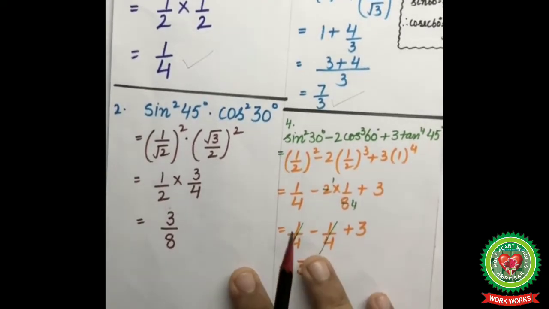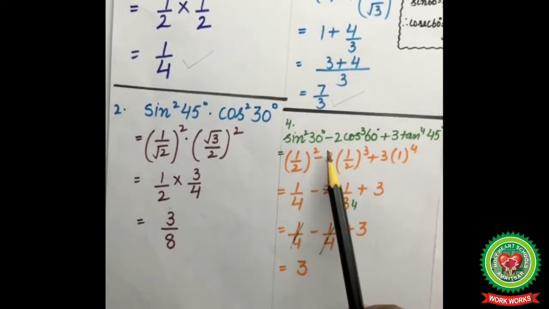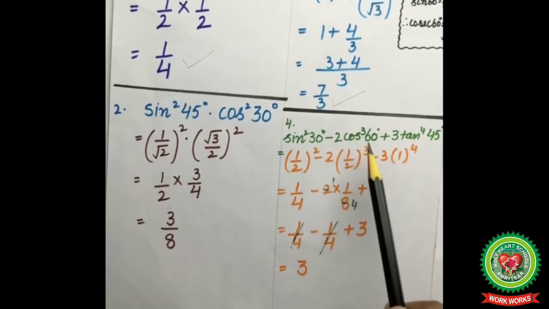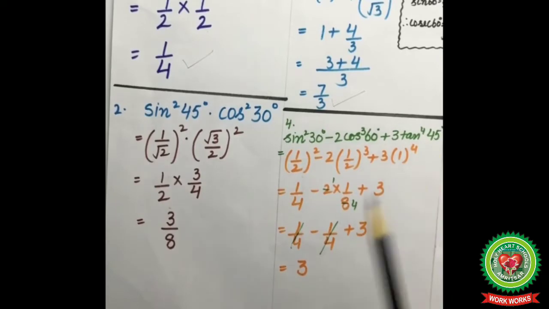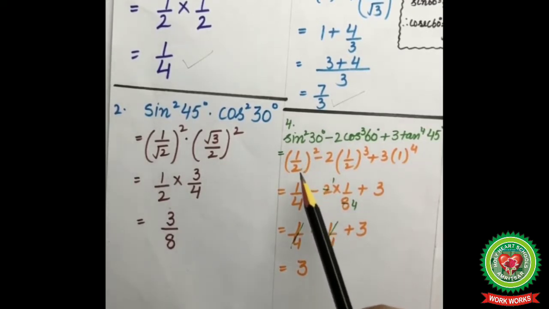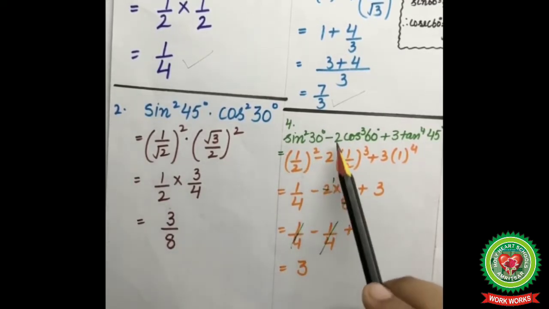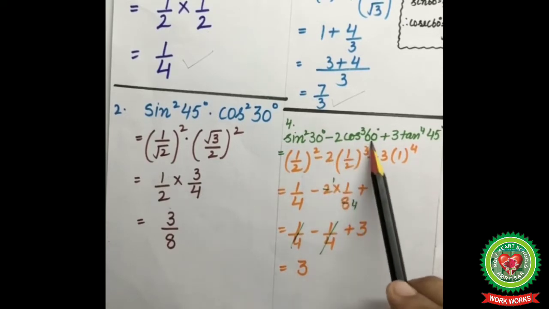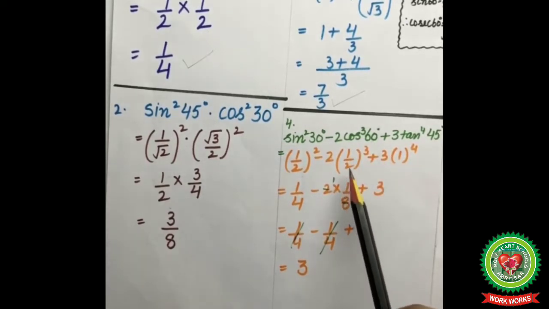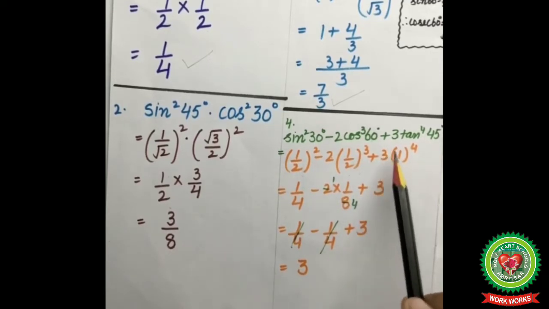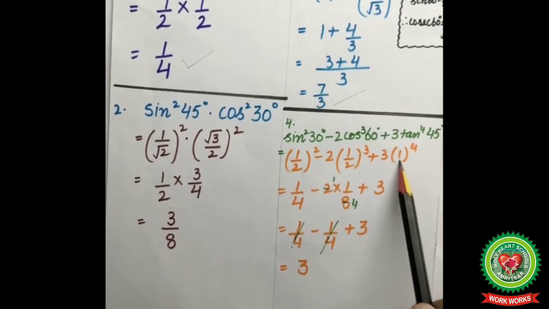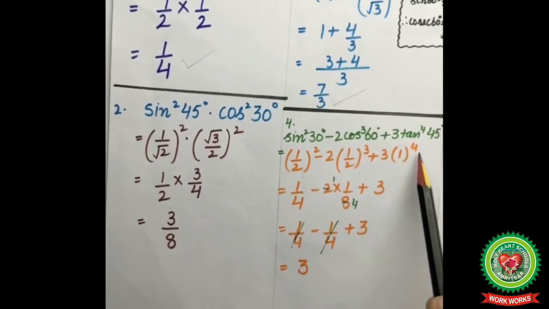And the fourth sum is sin square 30 degrees minus 2 cos cube 60 degrees plus 3 tan raised to power 4 of 45 degrees. So now we just need to substitute the values. On substituting, we are going to get (1 by 2) whole square minus 2 as it is. And the value of cos 60 degrees is 1 by 2, so it will be (1 by 2) whole cube plus 3 as it is. And the value of tan 45 is 1, so it will be 1 raised to power 4.